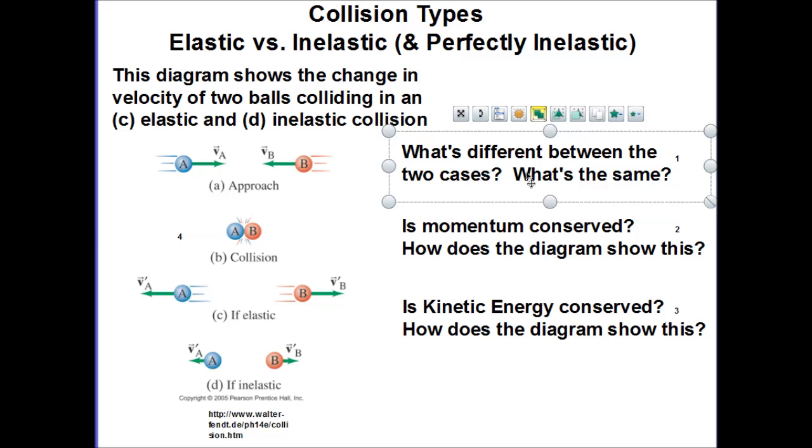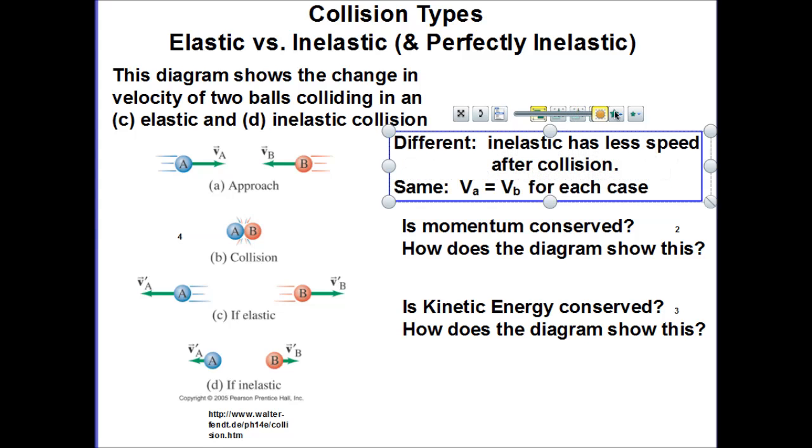So what's different between the two cases, and what is the same? What we can see is that, first, what's different? In the inelastic collision, it has less speed after the collision between these two. So in the elastic collision, we have more speed after the collision, and in the inelastic, we have less speed. But what's the same is that VA is always equal to VB in each case. So the actual speeds of each of these objects, VA and VB, are the same in either case. We have the exact same speeds coming out of the collision in this case as well as in this case. They're just, in this case here, the same as the speeds as they were coming in. In this case, they're less.